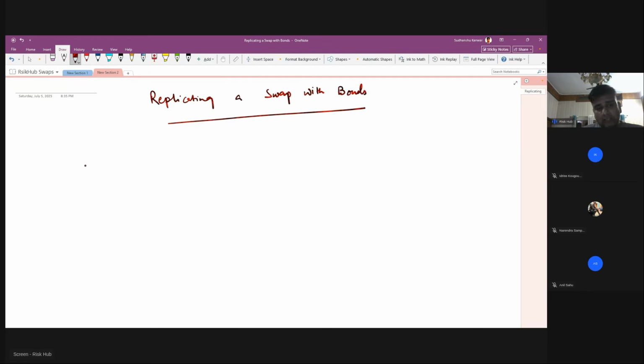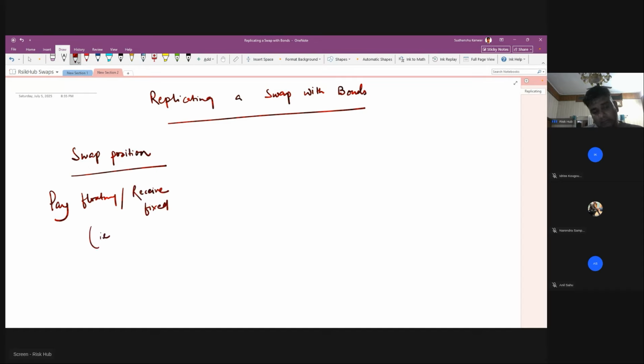What is the swap position we will take? Please understand. When I'm trying to replicate a swap with bonds, the swap position was: pay floating and receive fixed. It means you are paying SOFR, which is the floating rate, and you receive the fixed. Now, how do I replicate this? If I have to make the equivalent bond position, how do I make it?